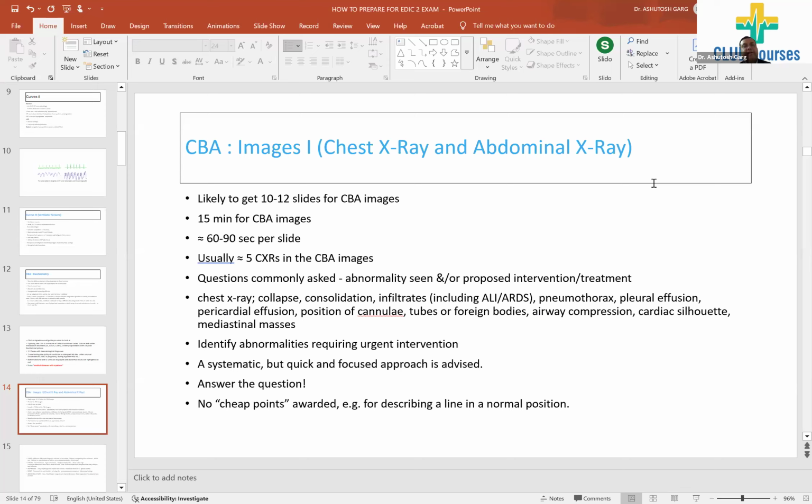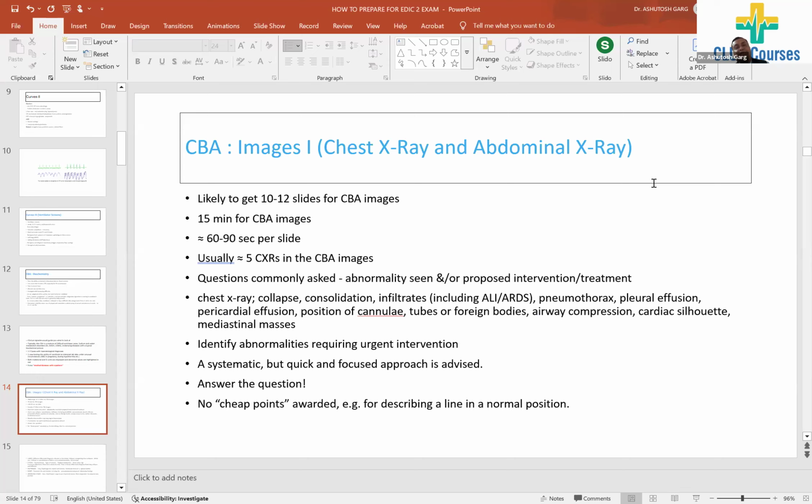Identify abnormalities requiring urgent intervention. A systematic but quick and focused approach is advised. Answer the question. No cheap points will be awarded, like describing a line in a normal position.